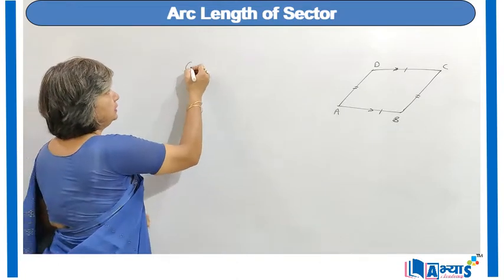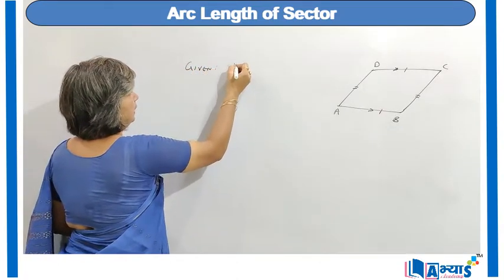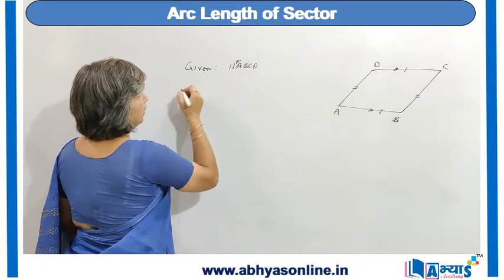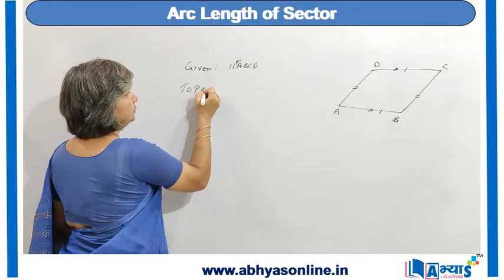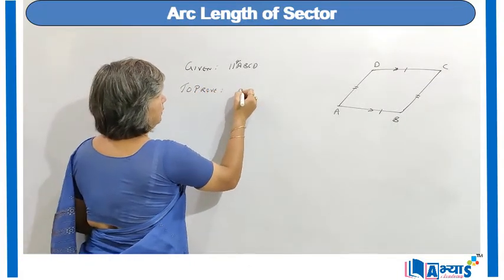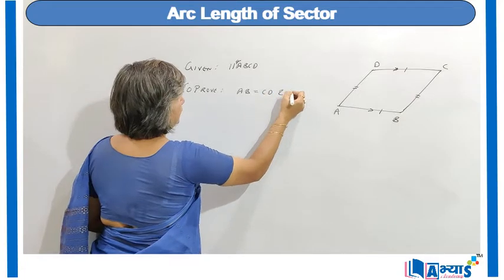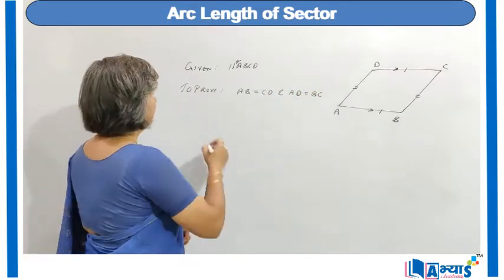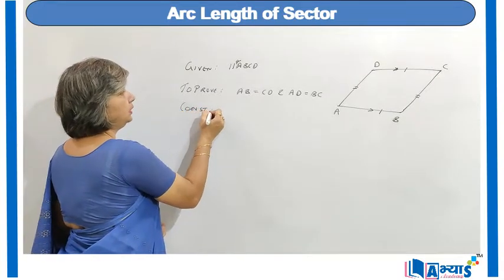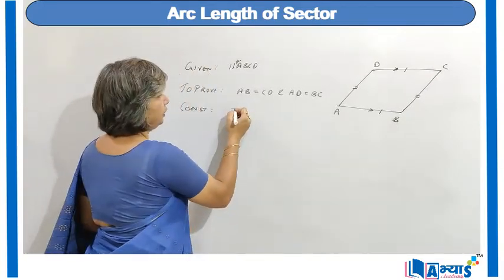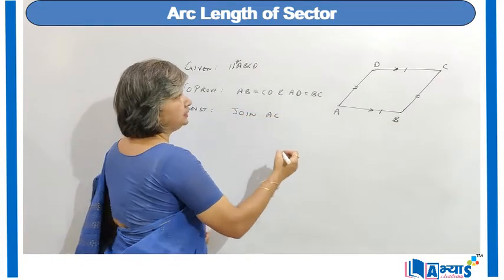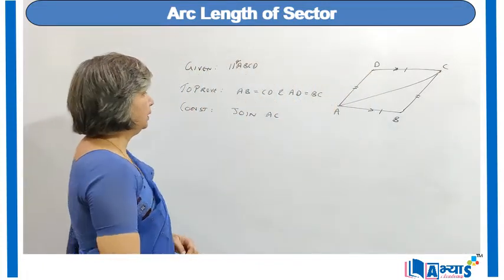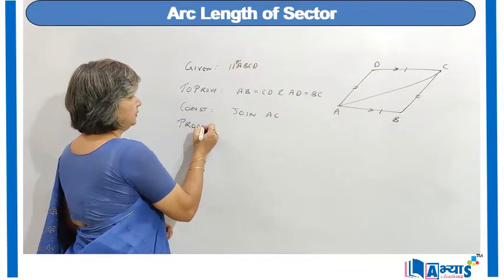It is given to us parallelogram ABCD, and to prove: AB is equal to CD and AD is equal to BC. For this we will have a construction. We will construct the diagonal. We will join the diagonal AC. Now we join AC, and the proof will follow as.